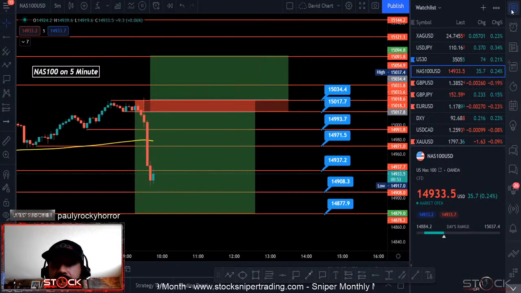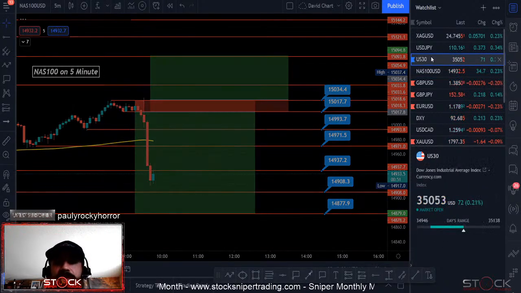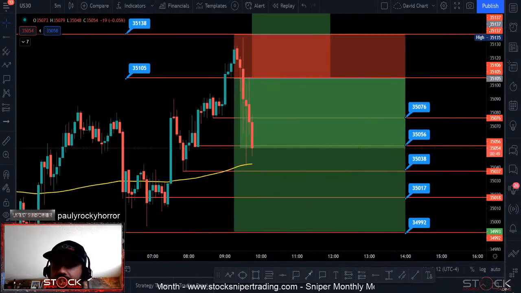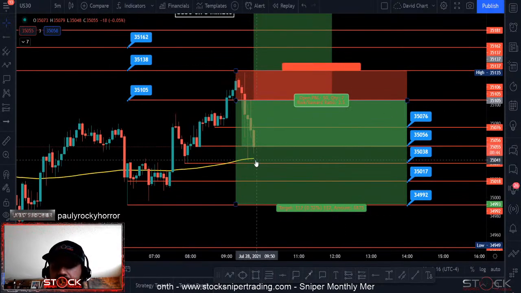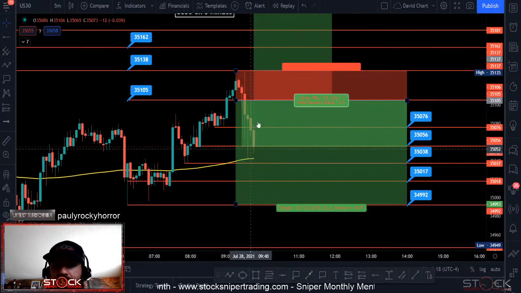But back on trading, guys, we're on the NASDAQ here. US30 is still looking very bearish. If we start to break through 200, this thing is going to fall hard. For real.